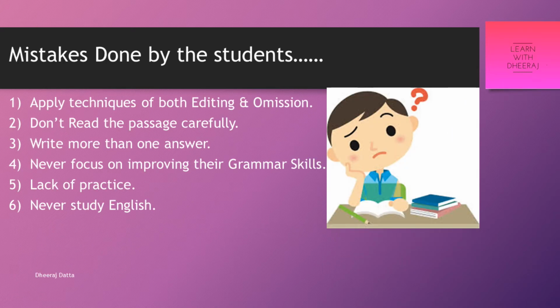Now let's see the commonly made mistakes by the students, and let's go through them one by one. This will help you in identifying them and ensuring that you don't repeat them anymore. The first mistake is that students apply techniques of both editing and omission. As you know, there are two kinds of integrated exercises. One is based on editing, in which a word is wrong in a sentence and you need to change that word to a correct one.